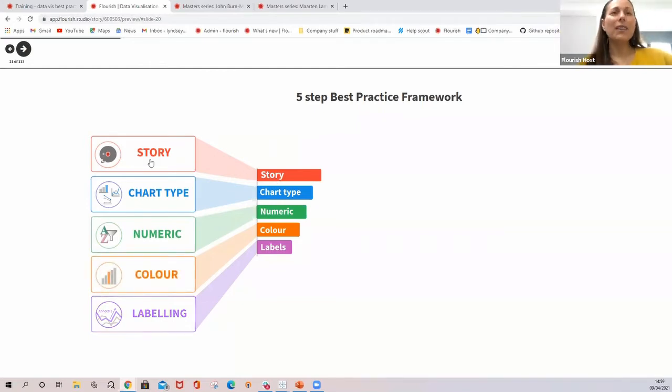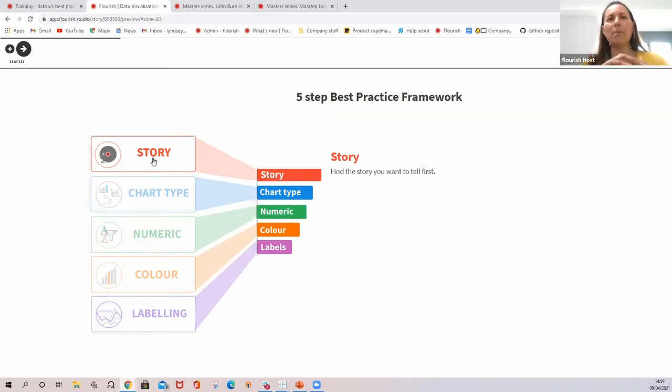So the first most important thing is you must, before you start making any kind of chart or visual content, find the story you want to tell. I know this seems so obvious, but people very rarely do this. They mix up their analysis with trying to tell their story. Actually what you really want to do is do all your analysis, do all your exploration of your data, and then pick out the story that you want to tell from that.